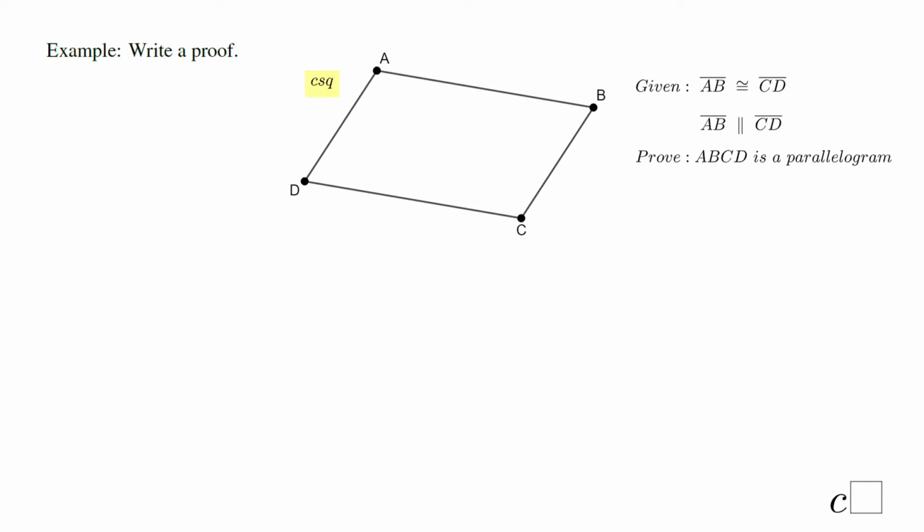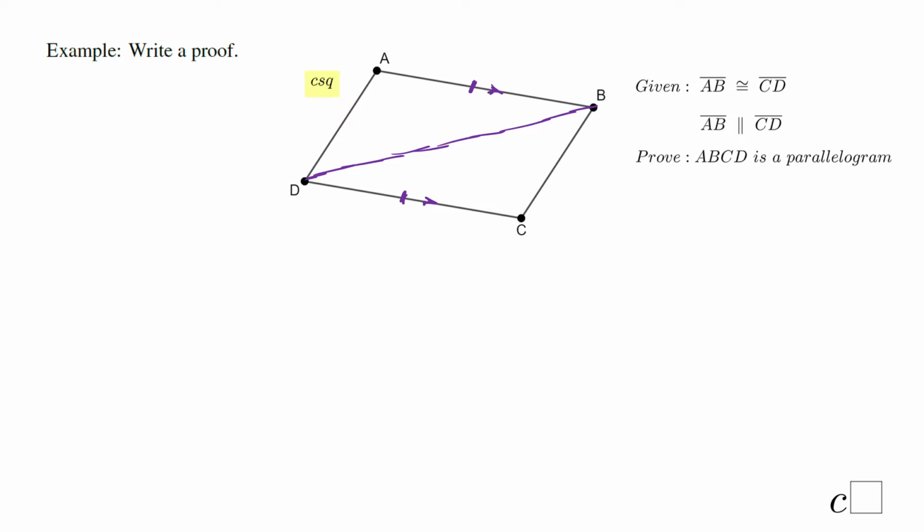Let's move to one more. On this one, we notice we have AB congruent to CD, so again I'm going to mark them the same way, but also they are parallel lines. So is this a parallelogram? We're going to do that proof, and again I'm going to draw a diagonal, it doesn't matter which one.